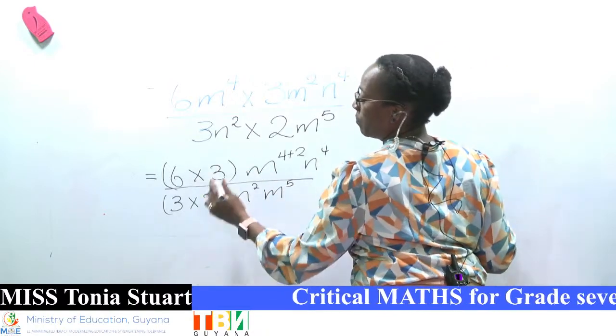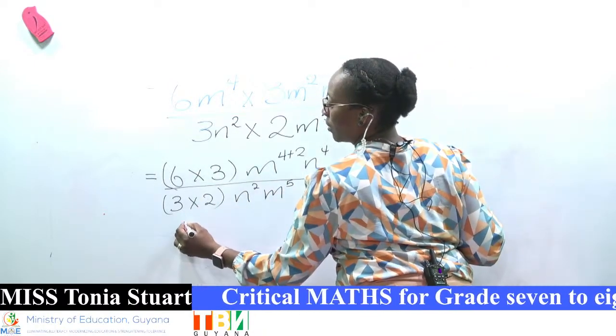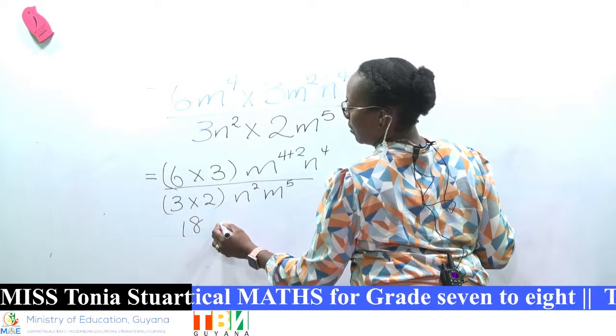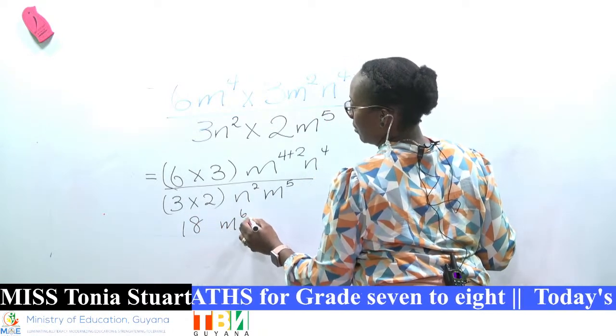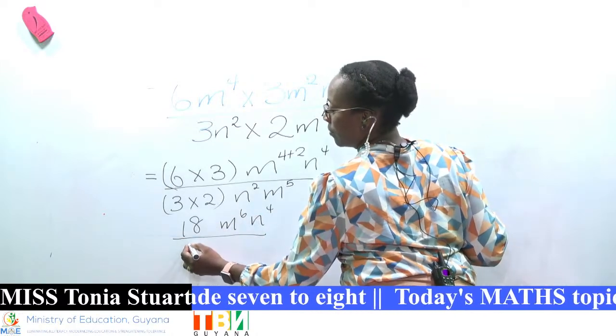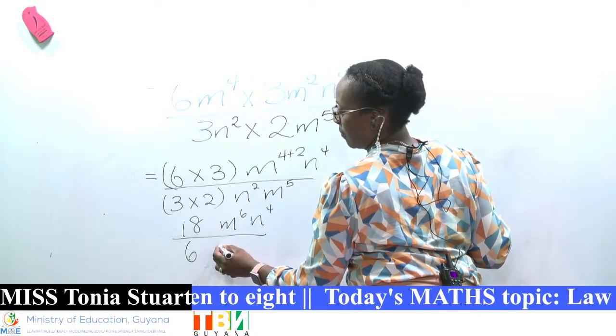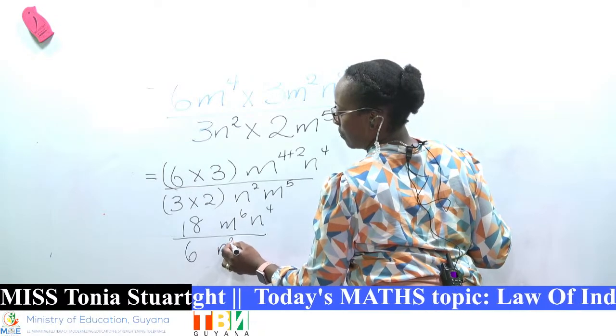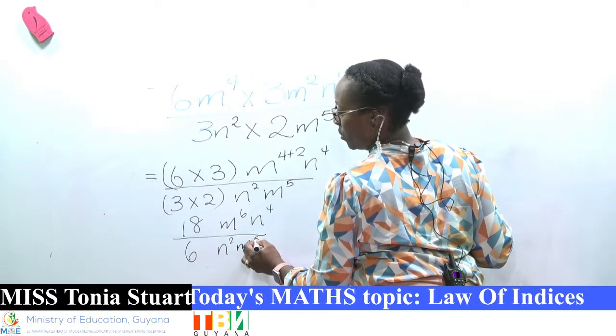So what do we get? 6 times 3, 18. m, 4 plus 2 is 6. And put back the n to the 4. Good. And 3 times 2 is 6. And put back the n squared and the m. Great. But we're not finished.